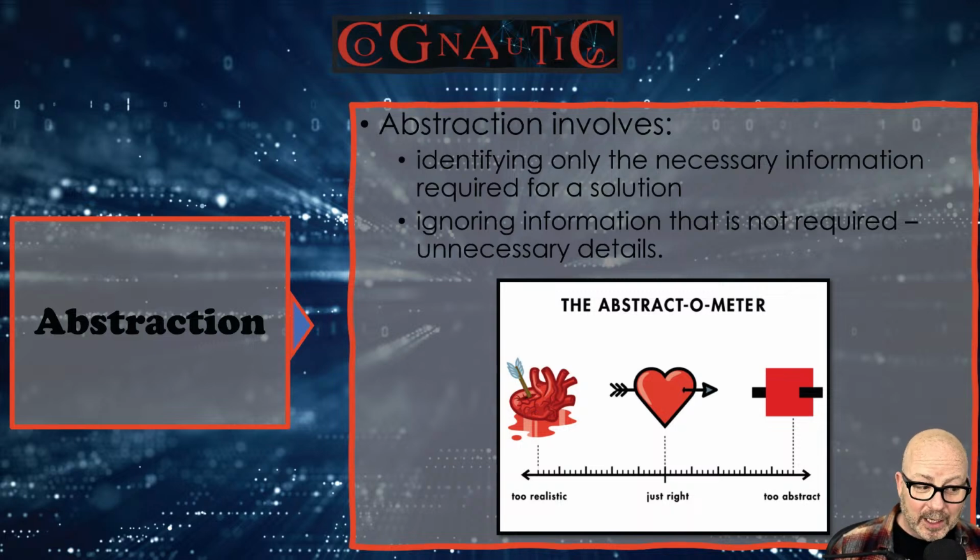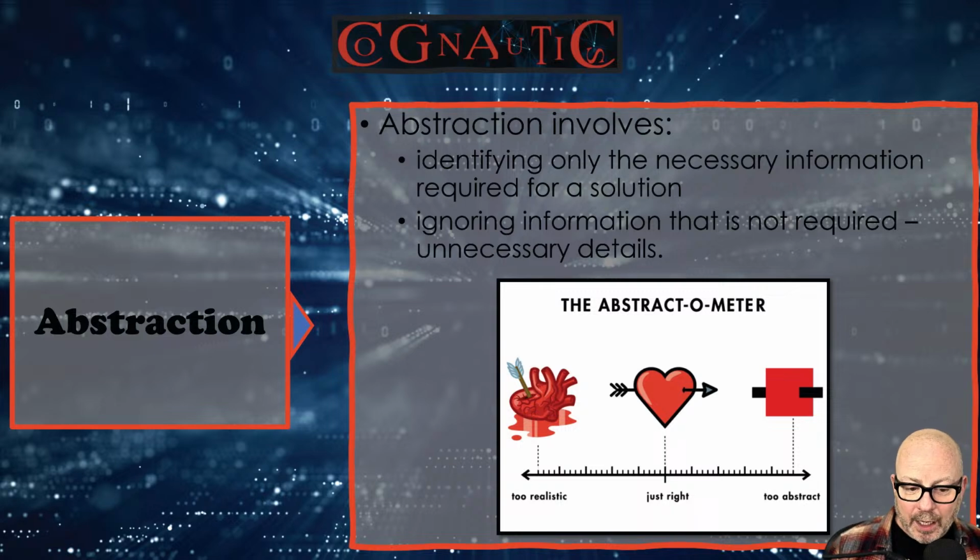So you're looking for that sort of Goldilocks zone where it's just right, where you're focusing on the right details to solve the problem. Because it can be overwhelming if you try and solve every single part of a problem in one go. Pick on the things that you need to solve to actually produce a solution, okay?